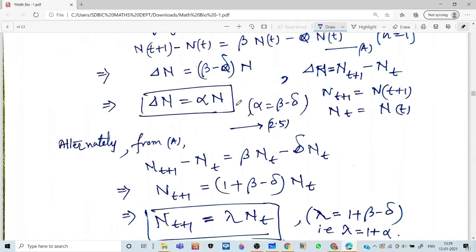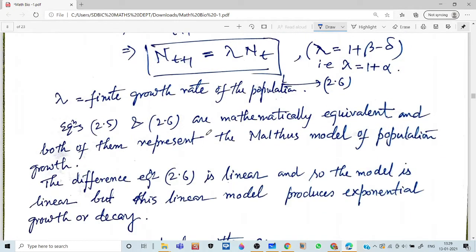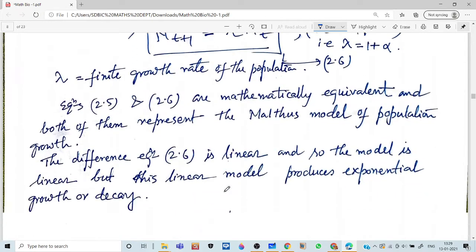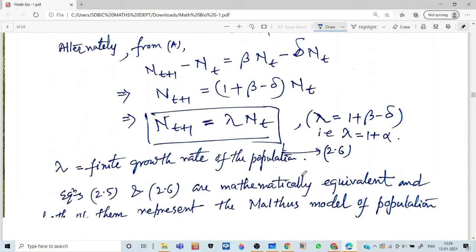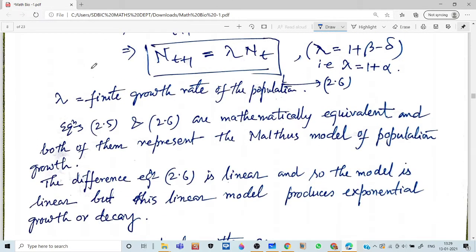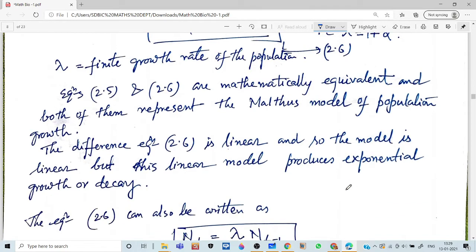Now the difference equations 2.5 and 2.6 are mathematically equivalent, and both of them represent the Malthus model of population growth. The difference equation 2.6 is linear. This is a linear difference equation, and so the model is linear. But this linear model produces exponential growth or decay. The growth is not linear; exponential means not linear.